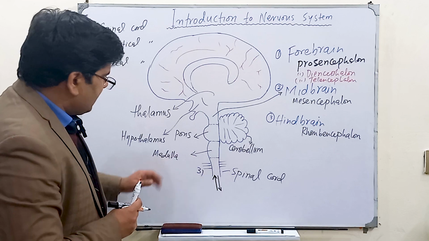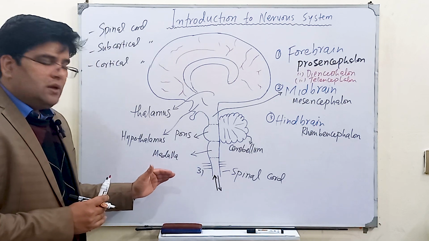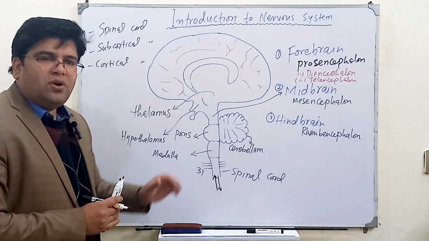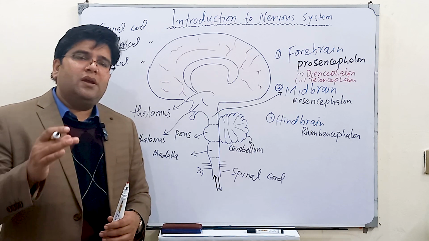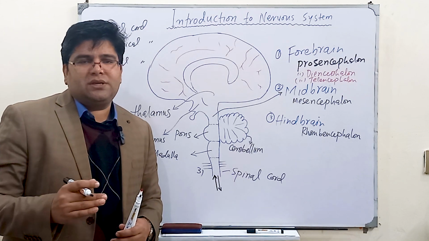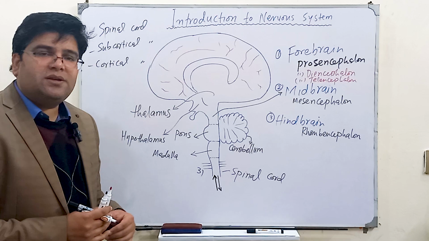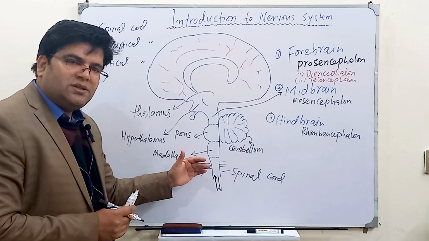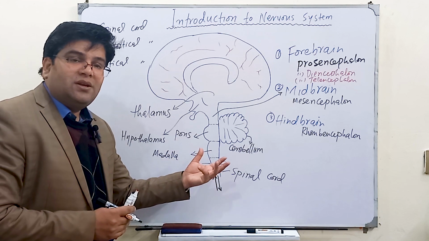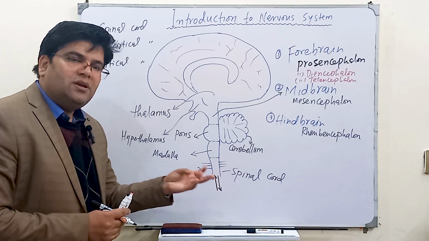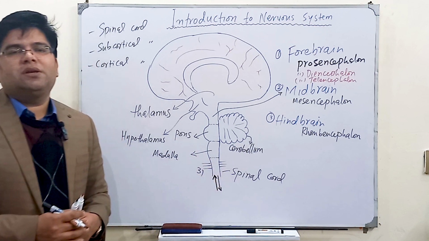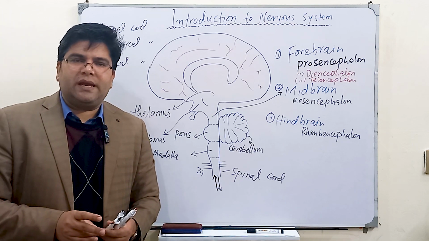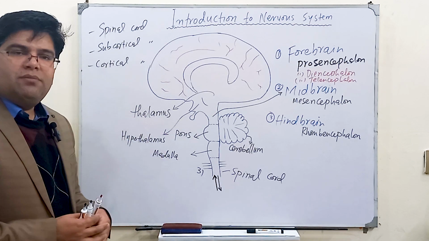What about medulla oblongata? The medulla oblongata is an important structure which controls some important life support functions. Like this is important to regulate your blood pressure, respiratory movements. So it contains some centers for the regulation of blood pressure, respiratory movements, and also centers for cough, sneeze, and vomiting. They're also present in our medulla.